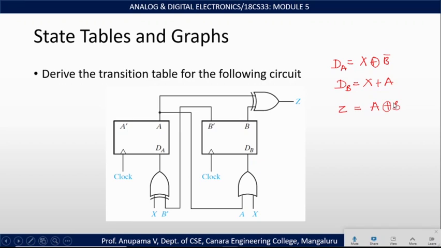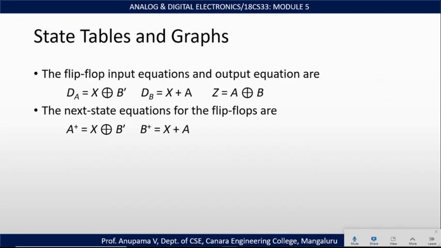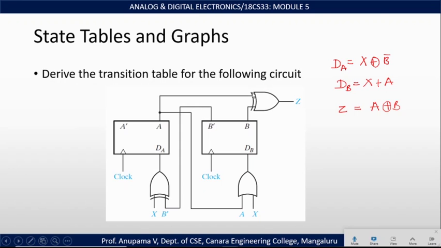So, first step in deriving state table and state graph is determine input flip-flop equation as well as output equation. See here, dA is equal to X XOR B bar, dB is equal to X or A, that is X plus A, Z is equal to A XOR B. Same I have done.